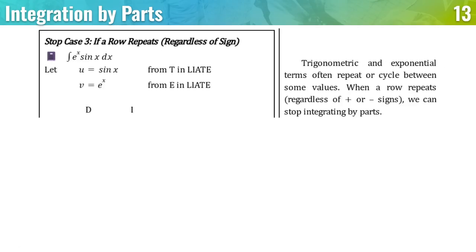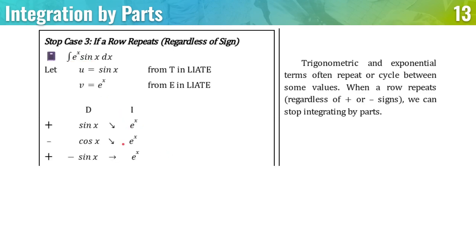And the third stop case, if a row repeats regardless of the sign. So trigonometric and exponential terms often repeat or cycle between some values. When a row repeats, we can stop integrating by parts. So for example, here, let u be sine x from Liate, where t comes first, is trigonometric, and then let e raised to the x become v from the e in Liate, which stands for exponential. So our d will start with sine x, and our i and our v will start with e raised to x.